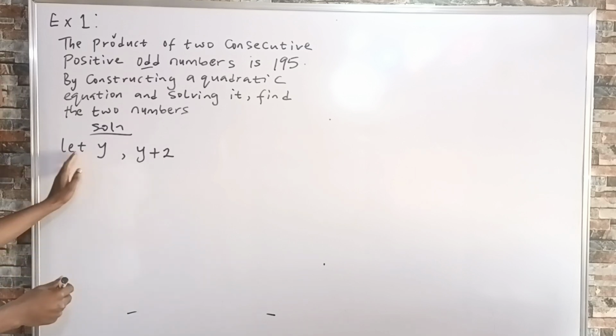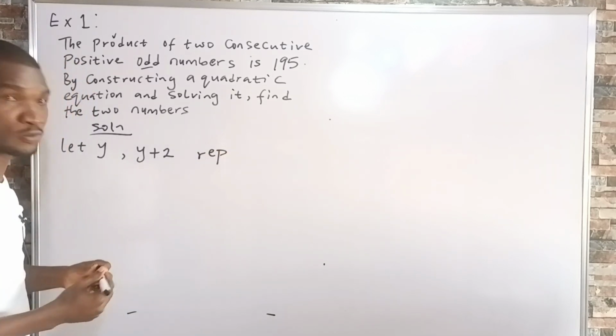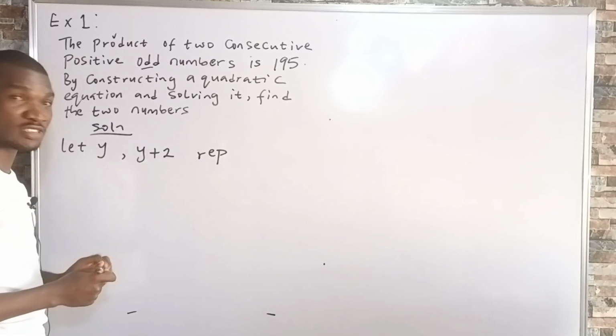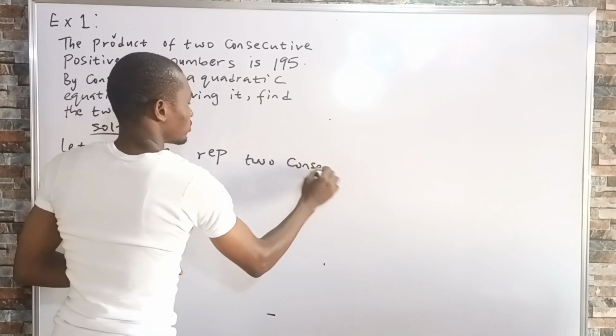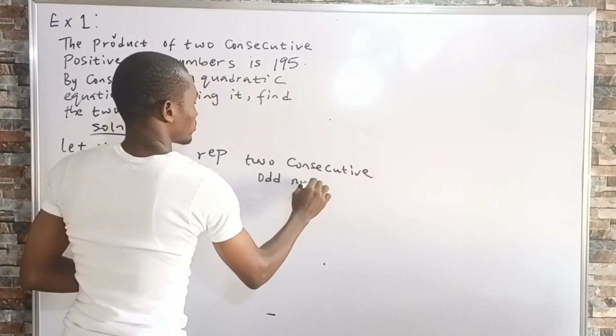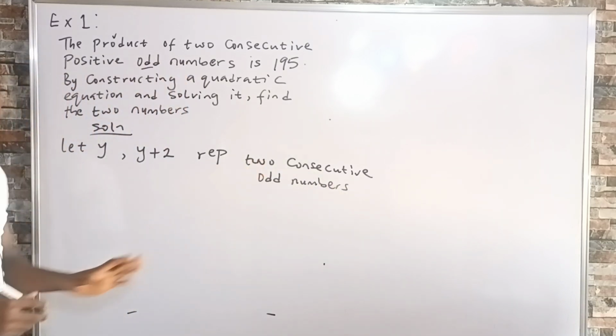So let both y and y plus 2 represent, I'm using rep as the short form of represent because of space, the two consecutive odd numbers. So y and y plus 2 represent two consecutive odd numbers.